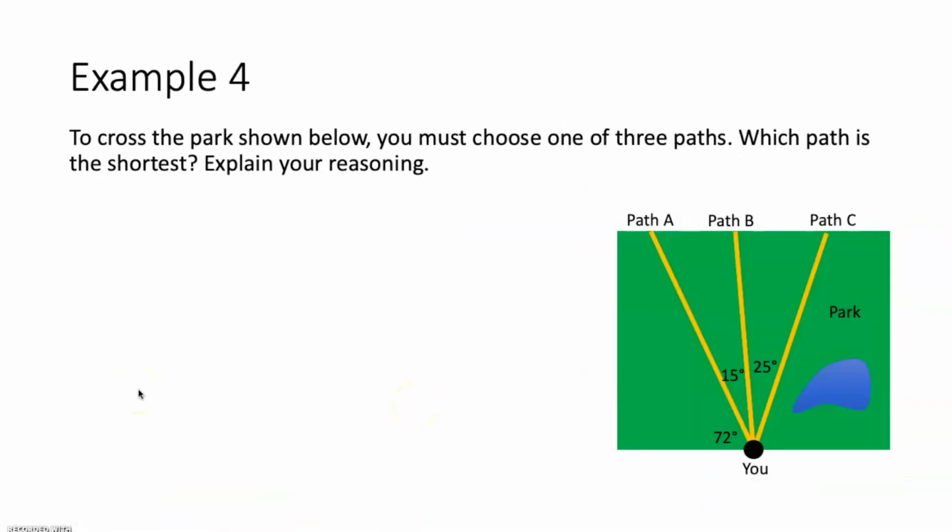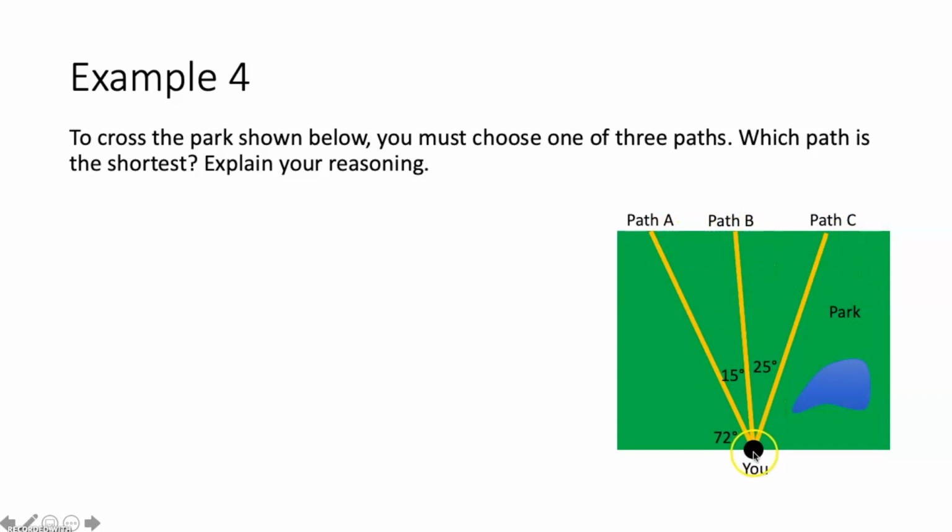And you're done. Now, example 4 says to cross the park shown below, you must choose one of 3 paths. Which path is the shortest? Explain your reasoning. So you are here and you're trying to get to this side of the park. Well, think about it this way. You are a point and the other side of the park is a line.